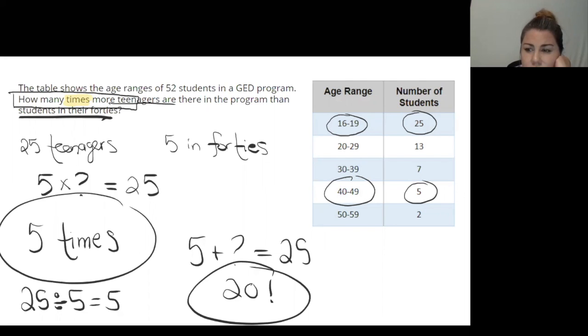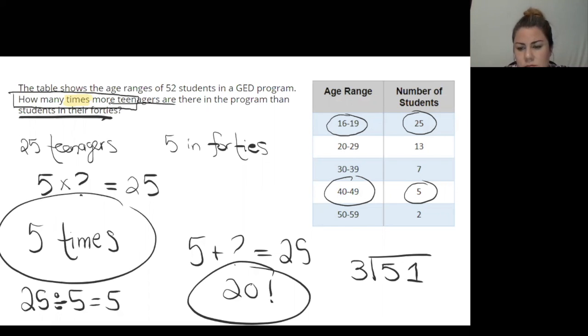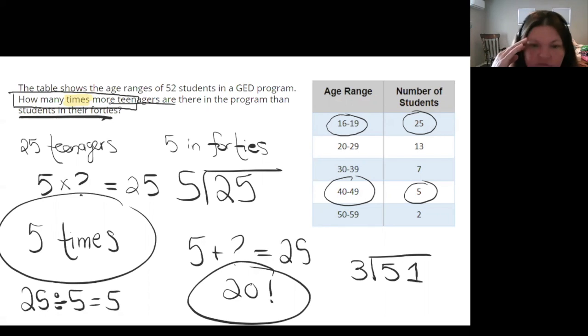I want to picture this. Have you ever done long division? Think of the language we use when we're doing long division. I say things to you like, how many times does 3 go into 5? We use that language. How many times is the signal that you're dividing. That's what division is, asking yourself how many times something goes in. So if I say how many times more teenagers are there in the program than students in their 40s, I'm saying how many times can 5 go into 25?